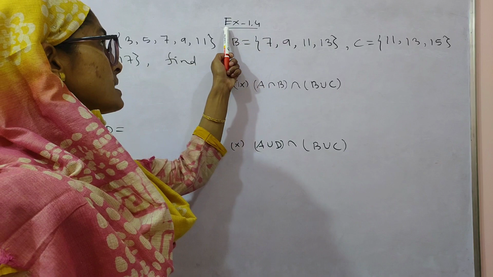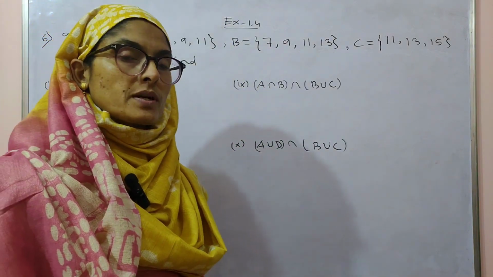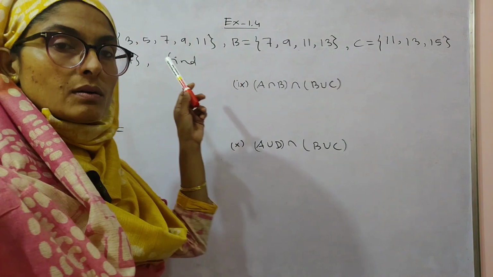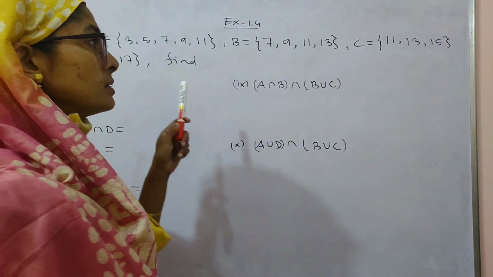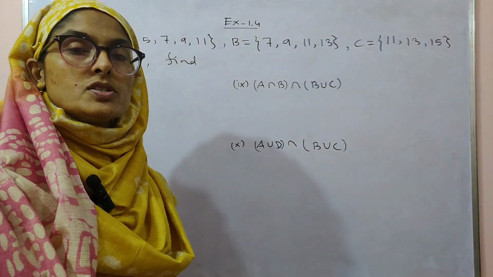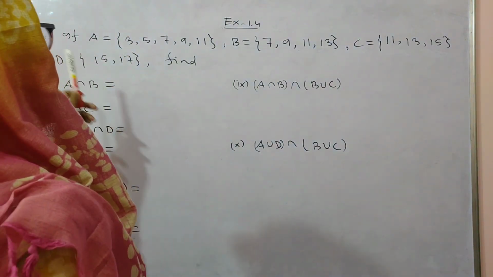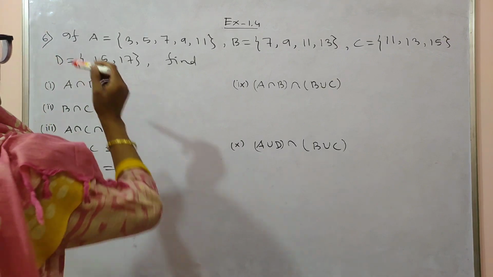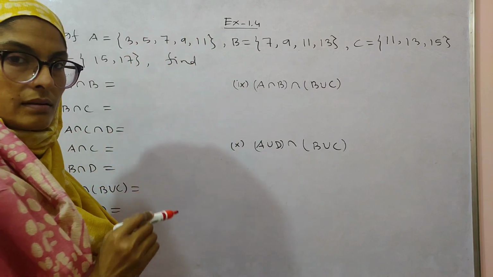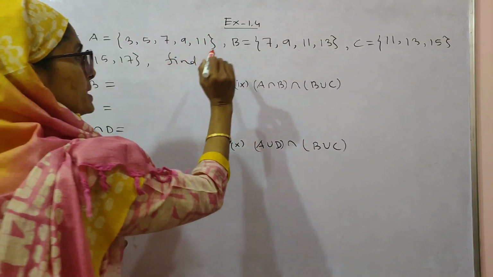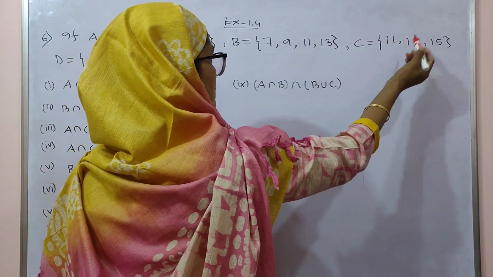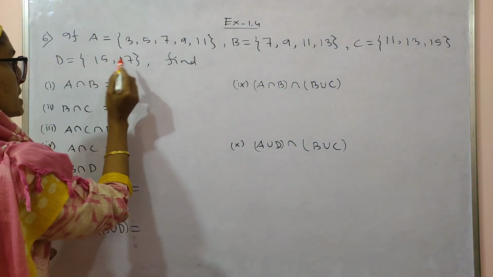Today I will discuss exercise 1.4 of chapter sets. I have already discussed question number 1 to 4 in the previous class, and question number 5 is your homework. Next, question number 6. If A is {3, 5, 7, 9, 11}, B has elements 7, 9, 11, 13, C is {11, 13, 15}, D is {15, 17}.